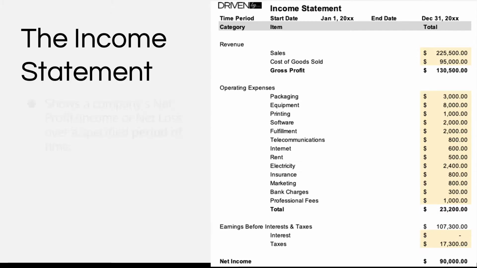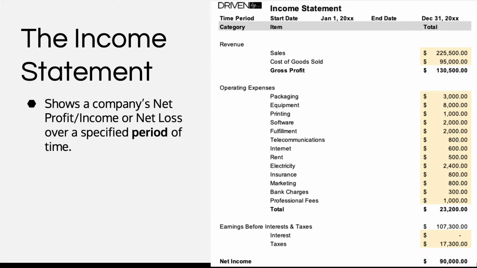The income statement shows a company's net profit or net loss over a specified period of time. It shows the company's sales, cost of goods sold, and expenses. Remember that cost of goods sold or cost of service are the direct costs related to the goods or services sold.